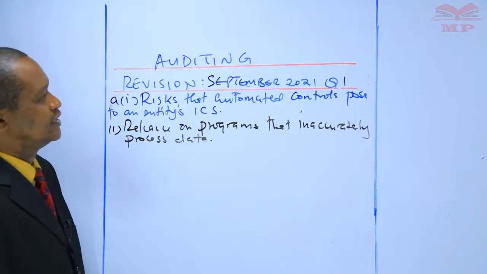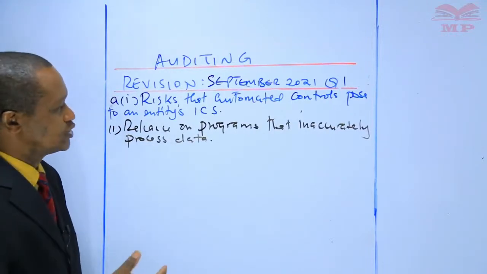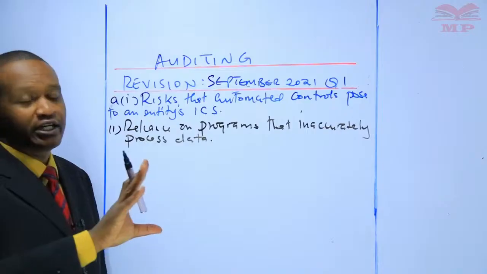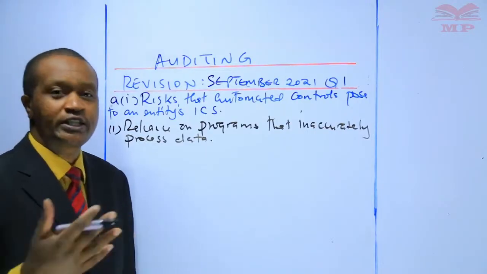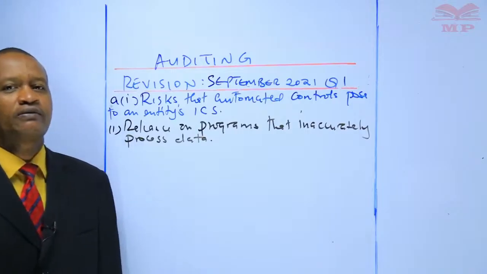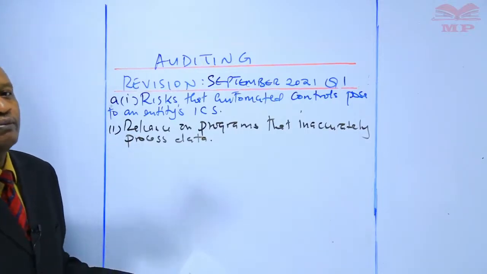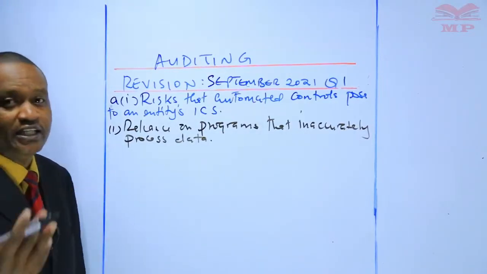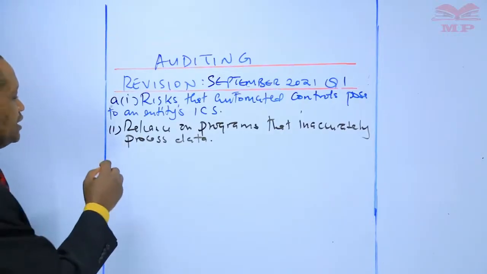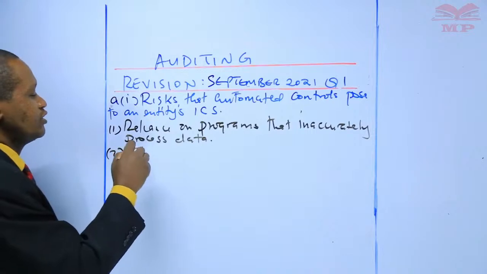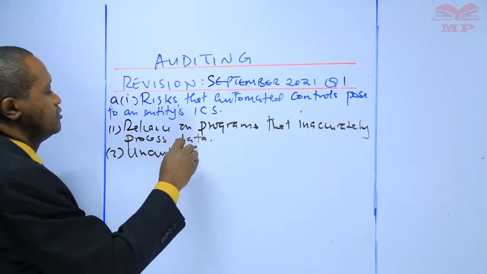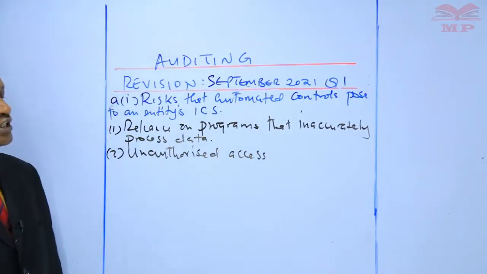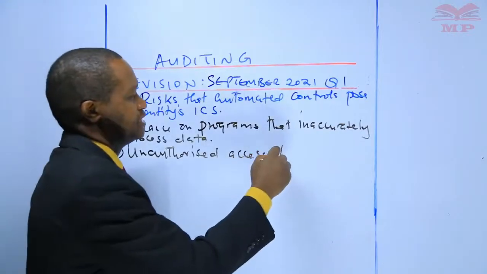Now, candidates relying on automated controls can pose the risk of reliance on programs or systems that inaccurately process data, or processing inaccurate data, or both. So that is a risk. The second one is unauthorized access. There is that risk of unauthorized access to data, unauthorized access to data.